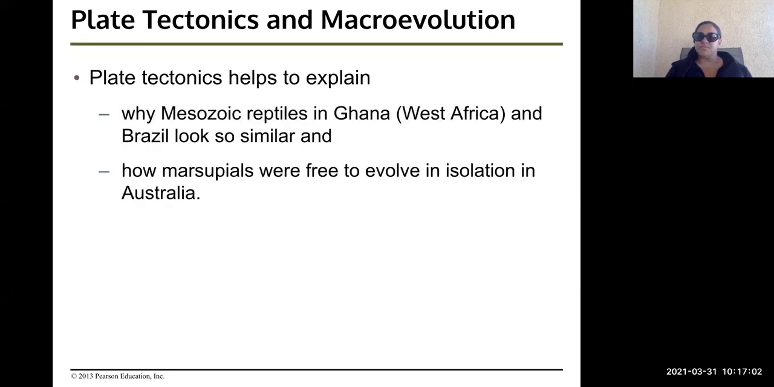Plate tectonics helps to explain why Mesozoic reptiles in Ghana in West Africa and Brazil look so similar, because they used to live very closely on that big continent. And then how marsupials were free to evolve in isolation in Australia.